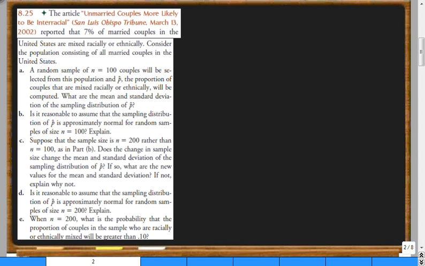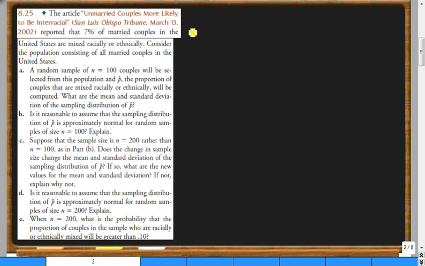Now, a different problem here. Let's say we have an article, unmarried couples more likely to be interracial. It says that 7% of married couples in the United States are mixed racially or ethnically. Consider this population of all married couples in the United States. Part A says a random sample of 100 couples will be selected from the population, and p hat, the proportion of couples that are mixed racially or ethnically, will be computed. What are the mean and standard deviation of the sampling distribution of p hat?